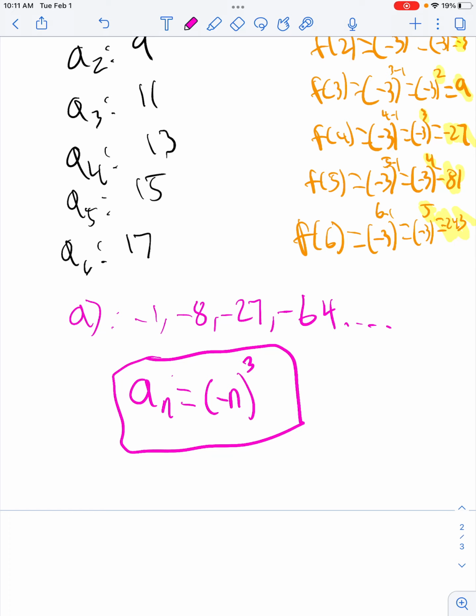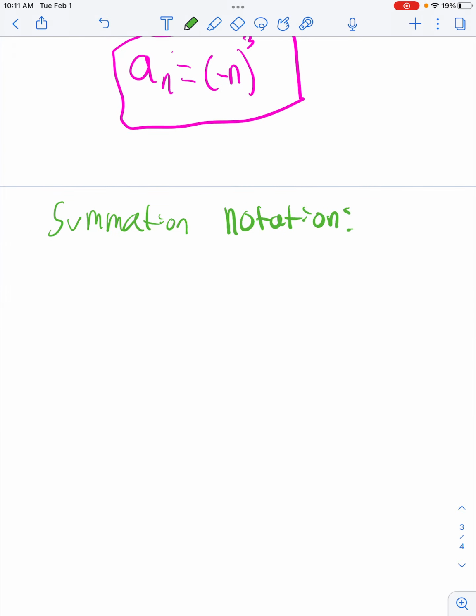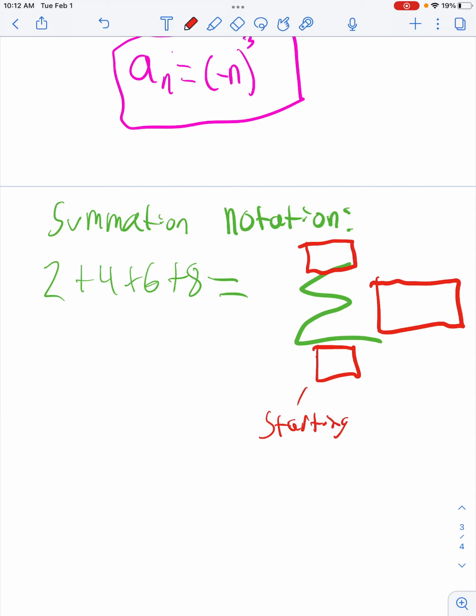We talked about sequences being finite or infinite. You also have something called summation notation. For example, if I took the series 2 plus 4 plus 6 plus 8, you write it in a fancy E. I'm going to get different colors because we have to talk about this. You're going to put a box here, something here, and then something here. So there are 3 things that you need, and this is like your starting point.